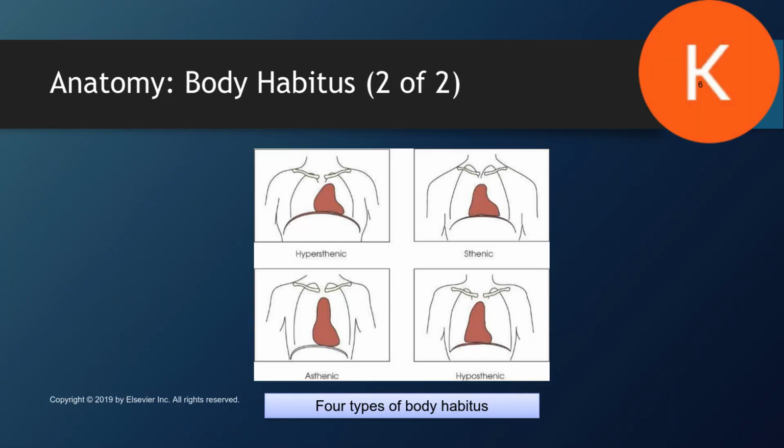These are the four types of body habitus. Note the general shape of the thorax, size and shape of the lungs, the position of the heart. Knowledge of this anatomy is helpful in positioning accurately for the projection of the thorax. We also touched a little bit on this body habitus in chapter 2, and I explained the difference between hypersthenic patient versus an asthenic patient.